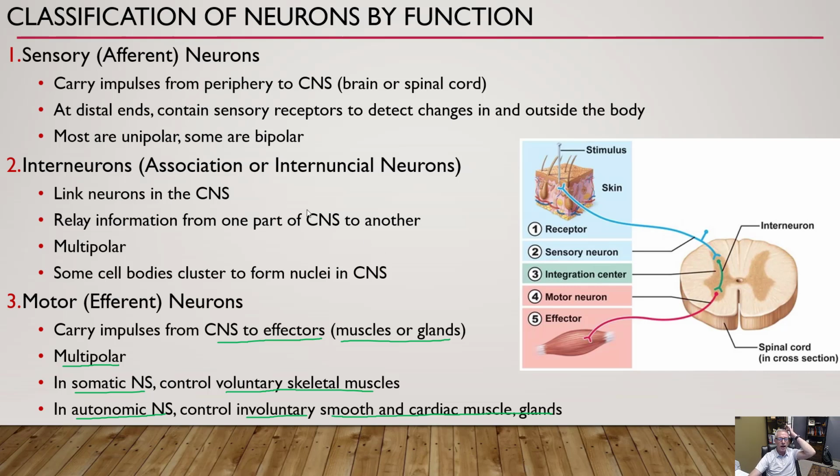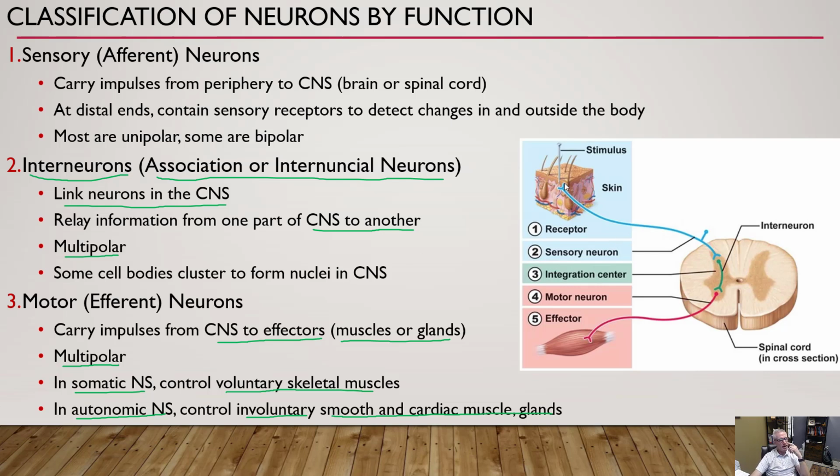But we also have interneurons. You're never going to see association neurons or internuncial neurons. Those actually are neurons that are isolated to the central nervous system. And they relay information from one part of the central nervous system to the other. They're multipolar neurons. Like I said, they're just found within the central nervous system.